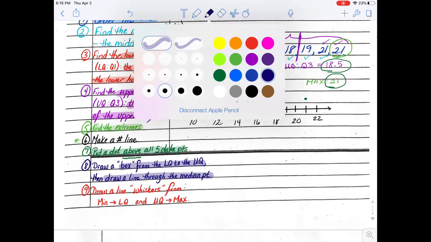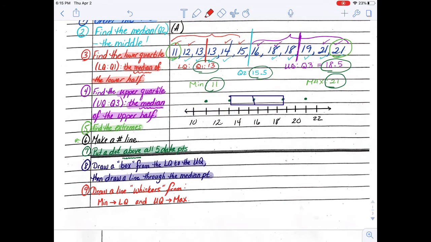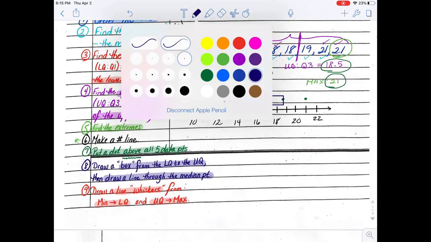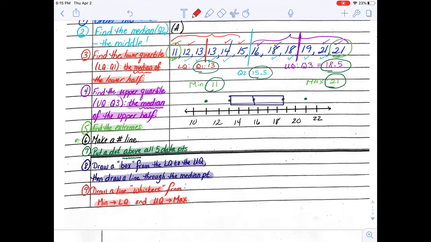Now the last thing it says to do is to draw a line, or our whiskers. And the whiskers, there's 2 of them. Minimum to the lower quartile and the upper quartile to the maximum. So we're going to go ahead and go from our minimum to our lower quartile and our upper quartile to the maximum. And once I do that, I have now made my box and whisker plot.